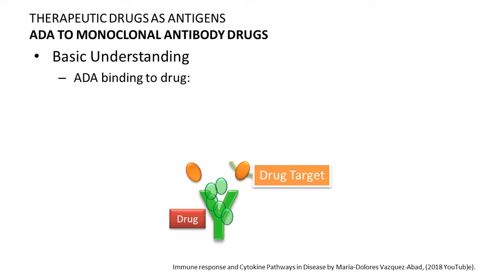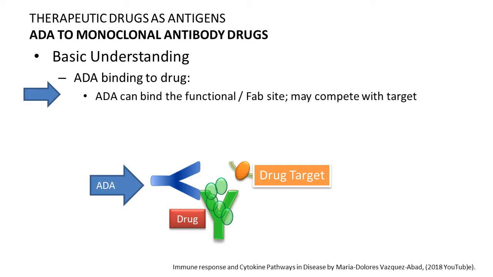in the human beings that you want to modulate. When you have anti-drug antibodies, they could be binding the functional site of the drug, and so this is what we know as neutralizing antibodies, and they may be competing with the natural target. So in other words, these anti-drug antibodies can decrease the efficacy of your drug.